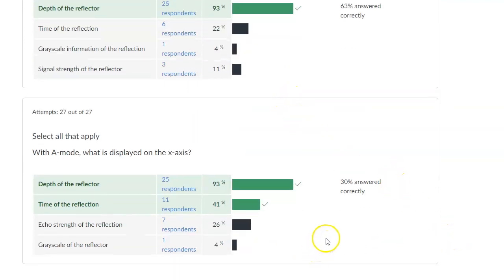And then our last question here, with A mode, what is displayed on the x-axis? And the x-axis is both time and depth of the reflector. Remember, in ultrasound, depth is measured using time delays. Depth is time.